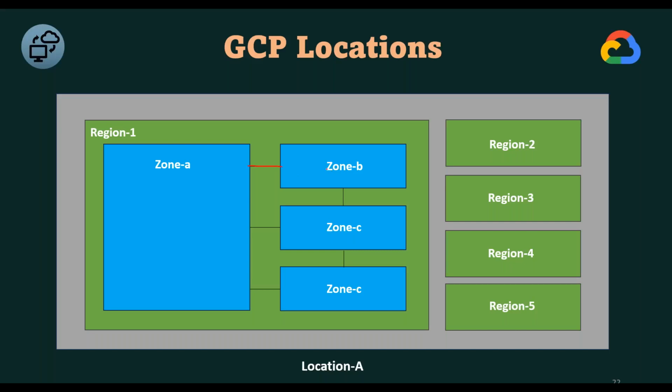So each zone is again interacted with one more zone via network, and each zone will have its own resources. For example, in one zone here we have virtual machines. In another zone here we have a disk. So zone B will also have some kind of resources. So this is how GCP's infrastructure is divided and stored logically in each location, region, and zone.